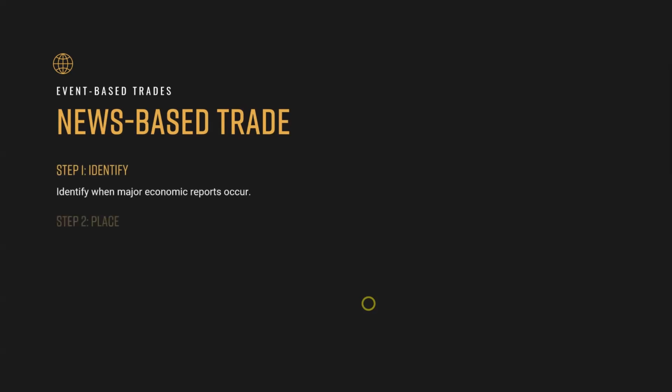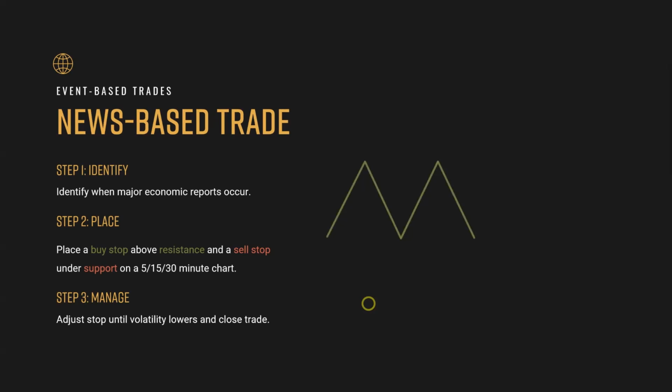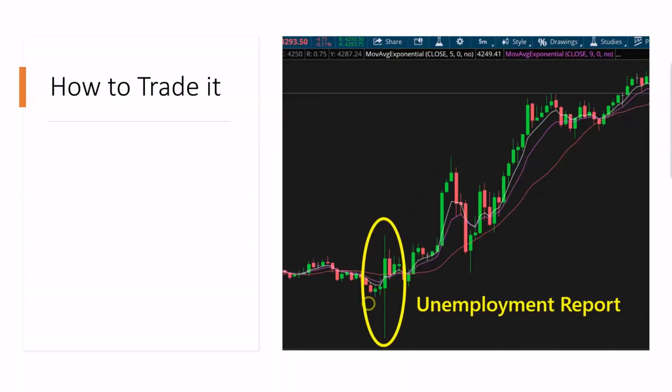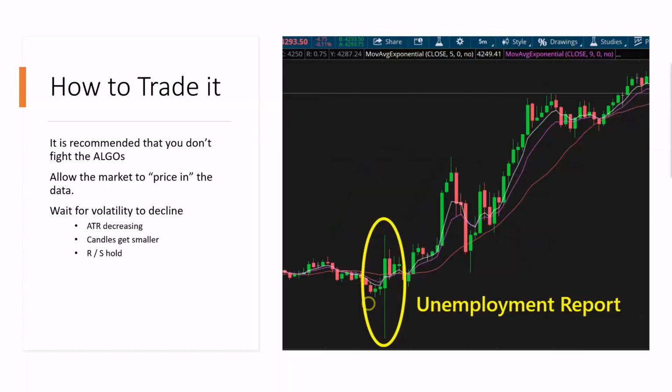And so step one, we identify when the reports are going to come out. We identify the technical situations right before the events. Step two, we look to place some orders in there to get ready for the event. Step three, once we get triggered, we obviously go into trade management. That's the base way of navigating a news-based trade. But you also have to take into account the algorithms and the speed of the market in these moments in time as well. And so how you actually trade it might be a little bit different than that.